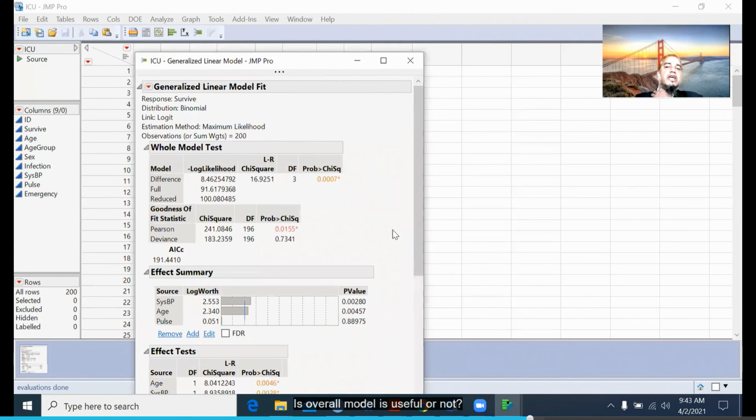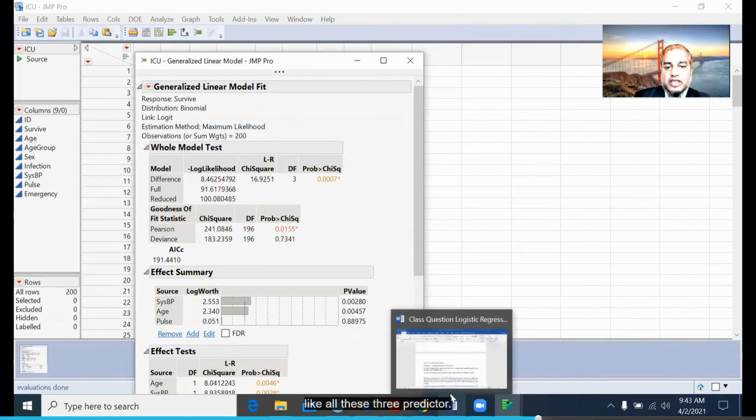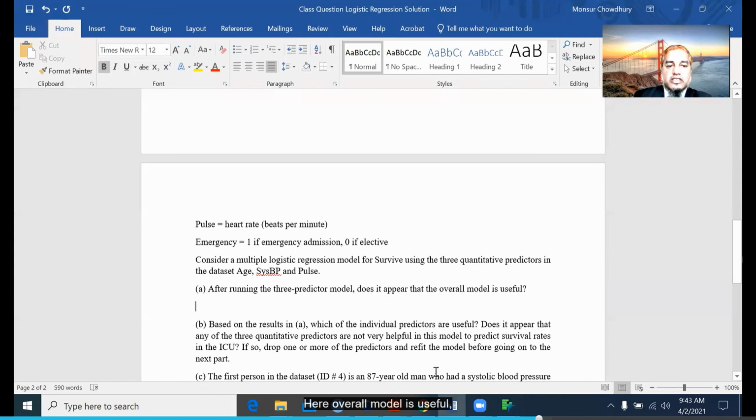So is the overall model useful or not? We always look at the whole model test. In the whole model test, they compare the full model and the reduced model. The full model is the model that considers all three predictors here, and we can see that the p-value is small. Since the p-value is small, we reject our null hypothesis, and we can say that yes, the full model has a significant effect. So the overall model is useful.